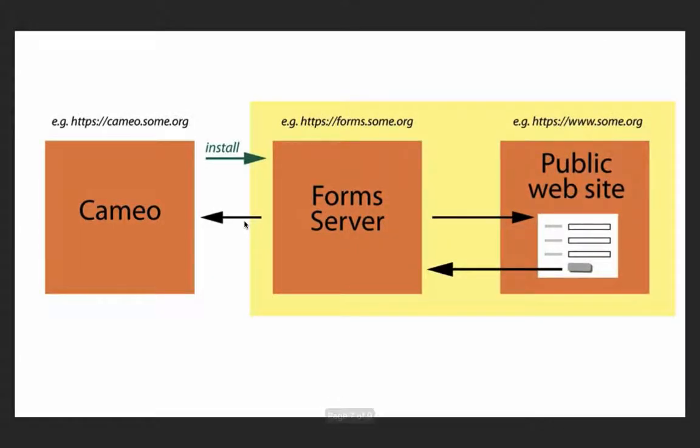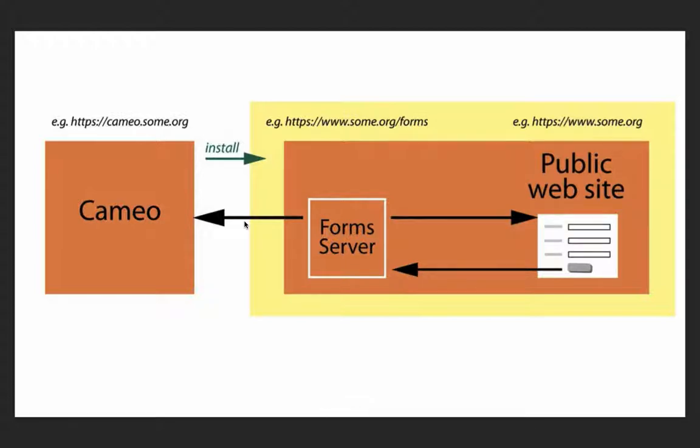But it's quite likely that the Forms server will run on the same physical server as your public website. Indeed, it's also possible, where it's got enough power behind it, it could run on the same server as Cameo. And if you really can't manage either of those, then it's possible to actually make the Forms server a subsidiary set of pages, though they're not ones that an end user would see, within the public website itself under the same URL.